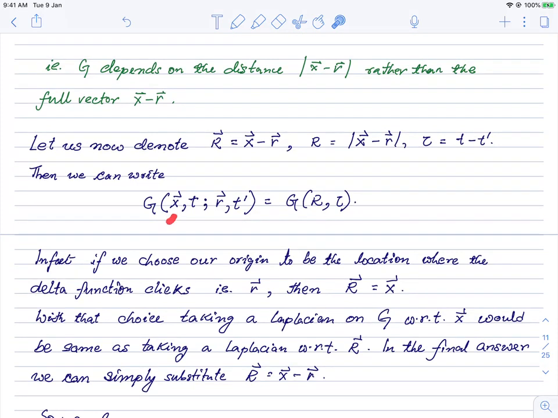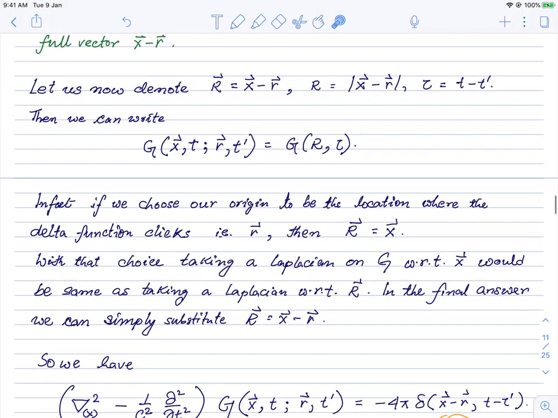Here we have 3 variables for x, 3 variables for r, t is 1 variable, t prime is another variable. So these are 8 variables in all, but it should depend only on 2 combinations of the 8 variables, given translational and rotational invariance. So that's what is implied, and that's what we're going to assume and proceed.